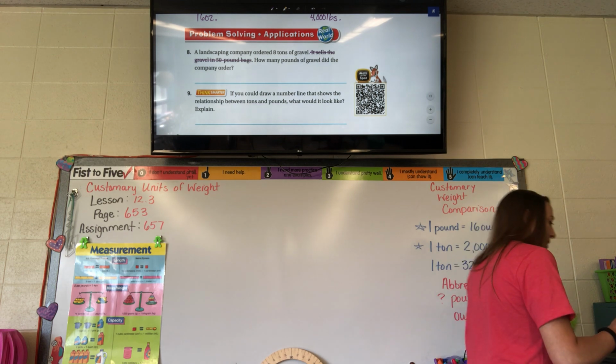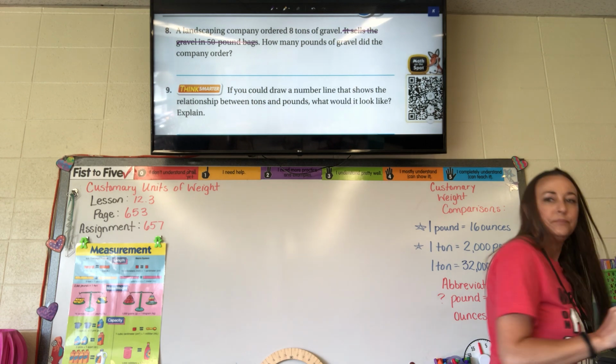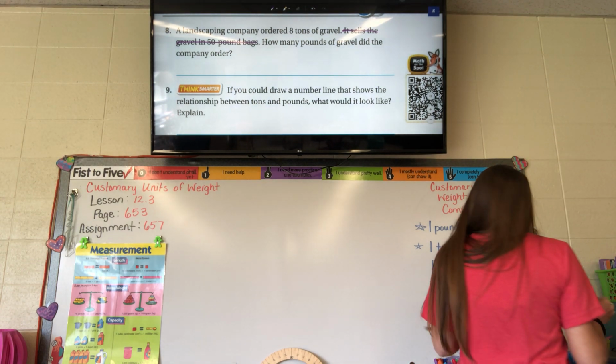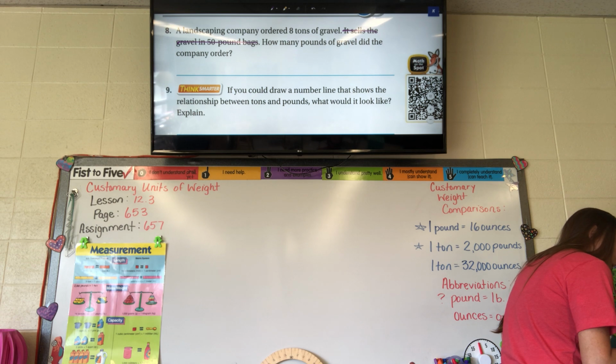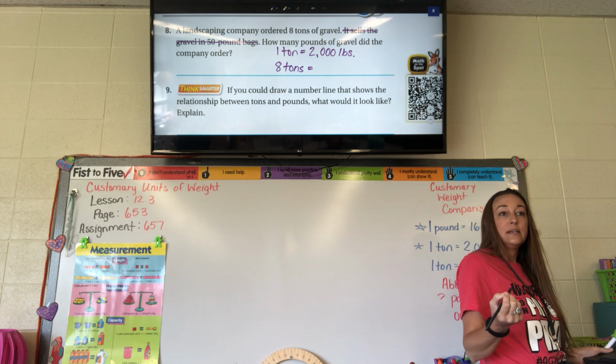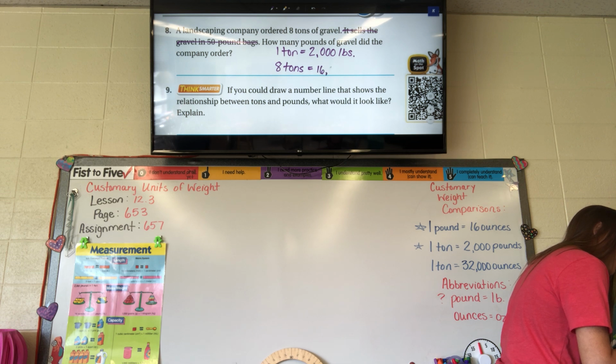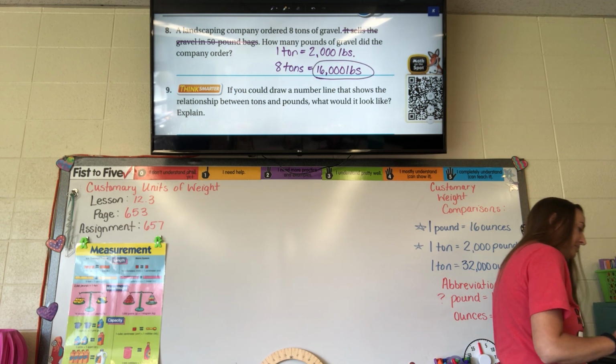So let's set it up like a comparison. Okay, make sure you guys can see this. Okay, so I'm gonna just do the comparison here. Right, 1 ton equals 2,000 pounds. So 8 tons would equal 2 times 8 is 16, and then we tack on the zeros. So 16,000 pounds. That is our answer.